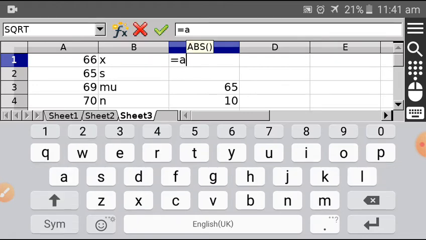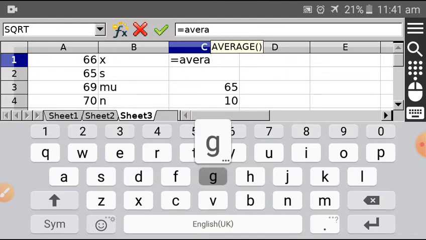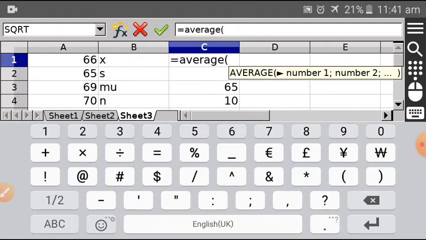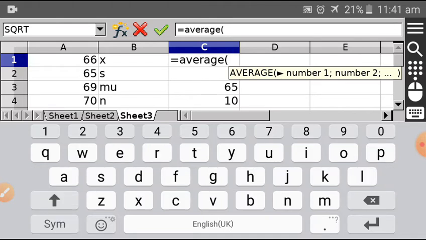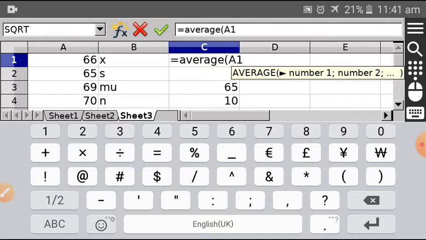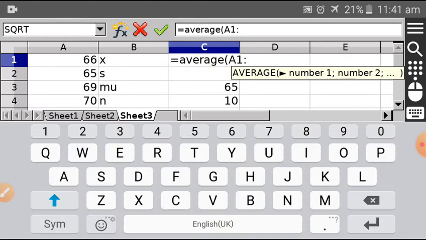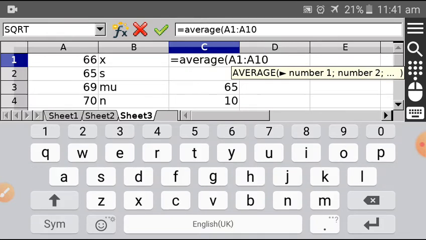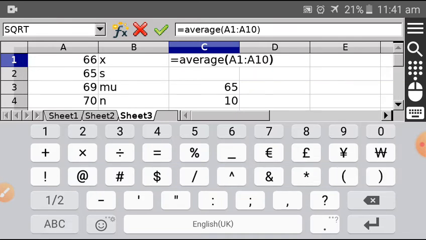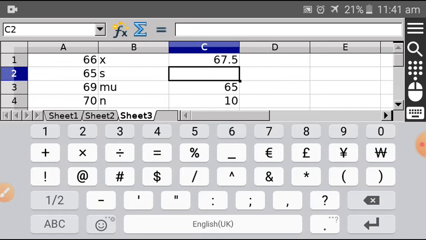So let us use the formula AVERAGE, open bracket. You have to enter the values. Either I can scroll, or we know the 10 values are there, going from A1 to A10. A means I am working with the A column. Here you can see all the values are written in the first column, up to A10. So if I press enter, it's coming as 67.5.